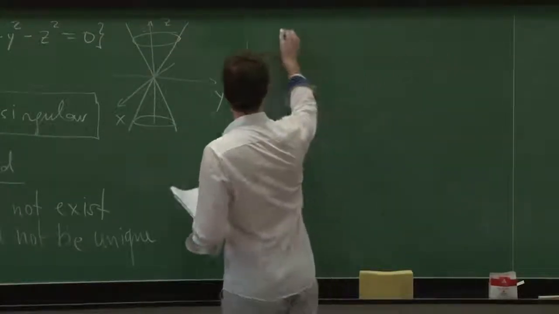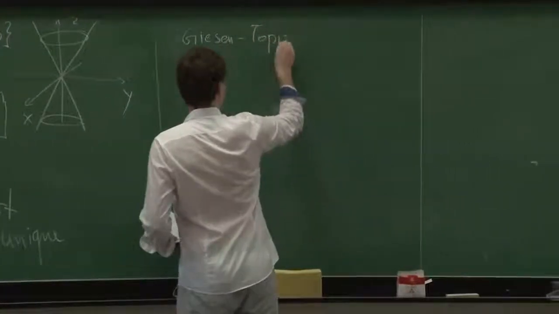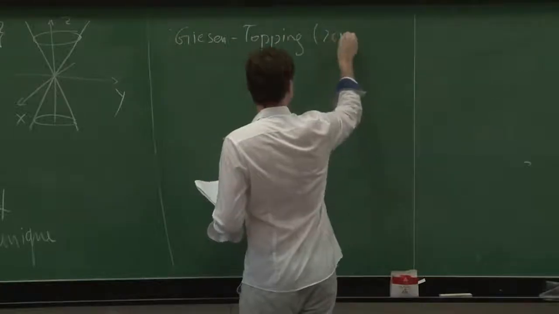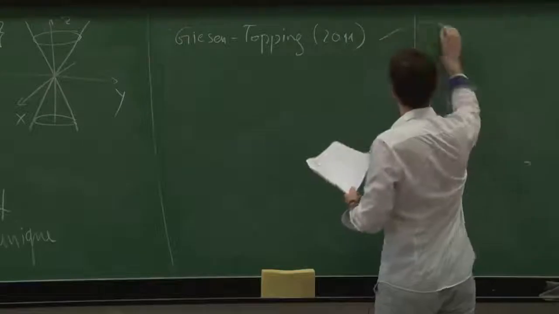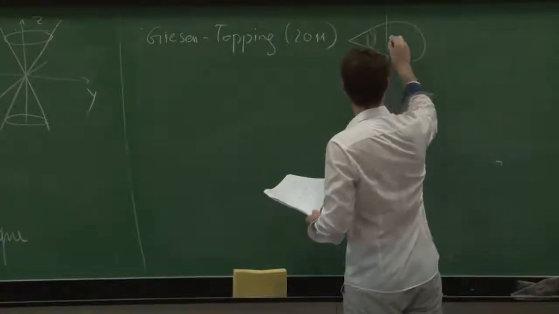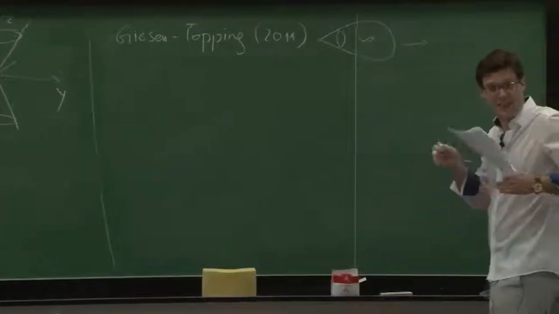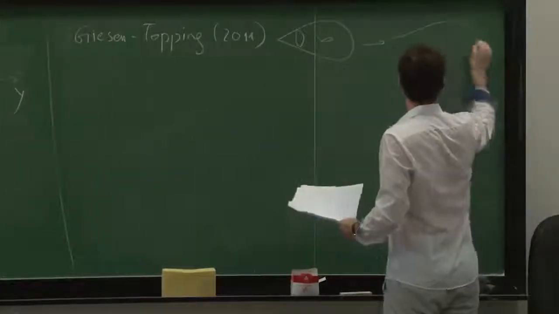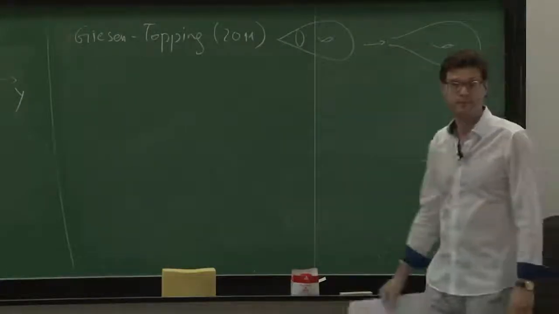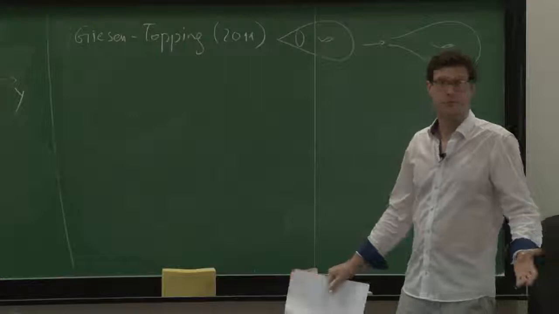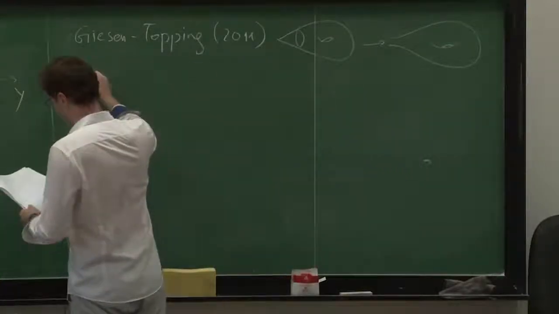Good. So one result, Giesen and Topping, 2011. What do these two guys do? They take a singular surface, and this surface becomes instantaneously complete. The singularity is pushed to infinity. This is their Ricci flow.